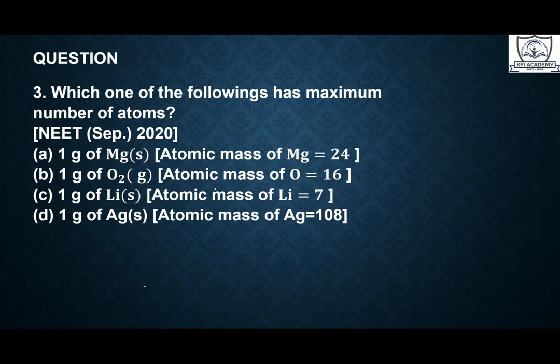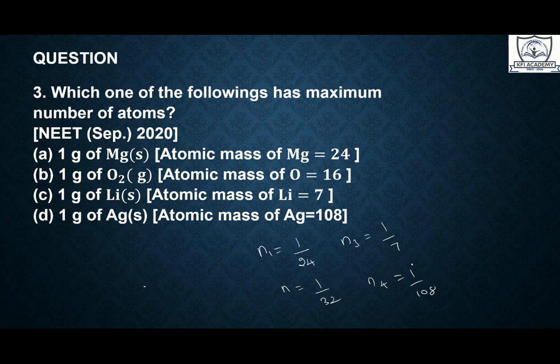So very easy thing. For everything you can find the number of moles. So N is equal to 1 by the given mass, atomic mass is 24, the first atom. The second one, that means option B, is equal to 1 by oxygen molecule, 32. Then the third one, 1 by 7, and N4, 1 by 108. So very simple, given mass by atomic mass or molar mass.